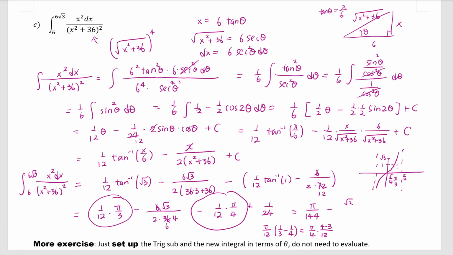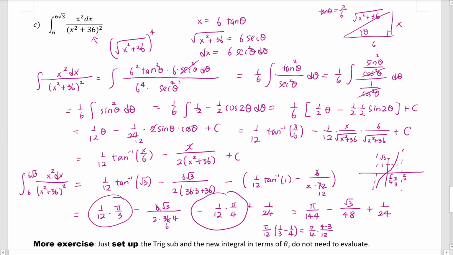Okay, and then we have square root of 3 over 2 times 4, which is, okay, let me make sure. Oh, okay, so, yeah, 2 times 4 is 8. 8 times 6 is 48. And then plus 1 over 24. So this is our final answer. So far, so good, everybody? All right. Next.